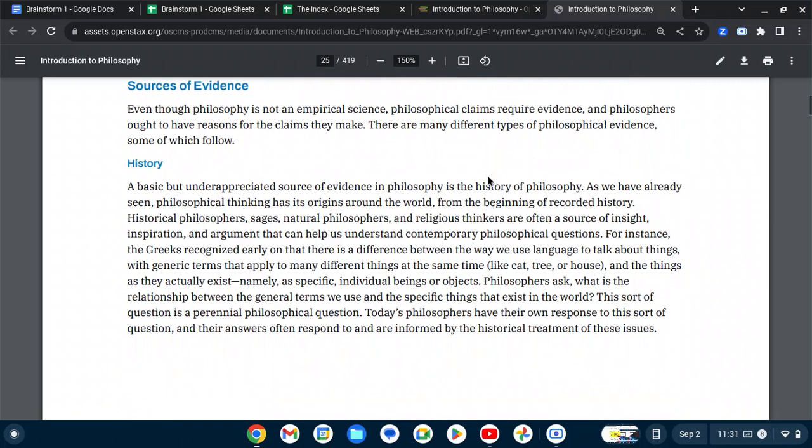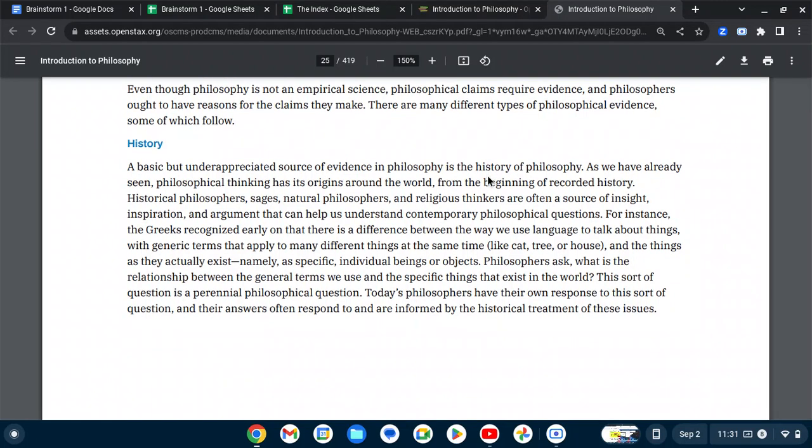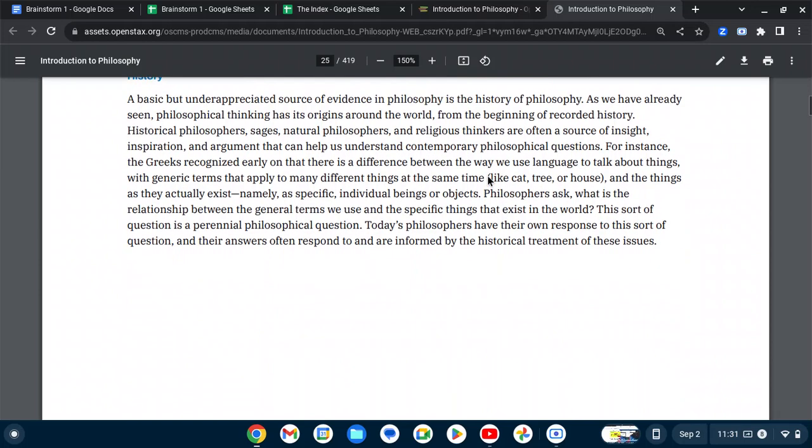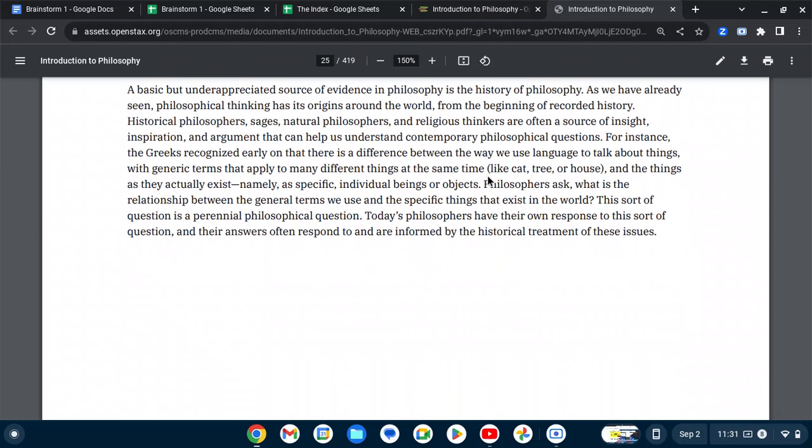Sources of evidence. Even though philosophy is not an empirical science, philosophical claims require evidence, and philosophers ought to have reasons for the claims they make. There are many different types of philosophical evidence, some of which follows. History. A basic but underappreciated source of evidence in philosophy is the history of philosophy.